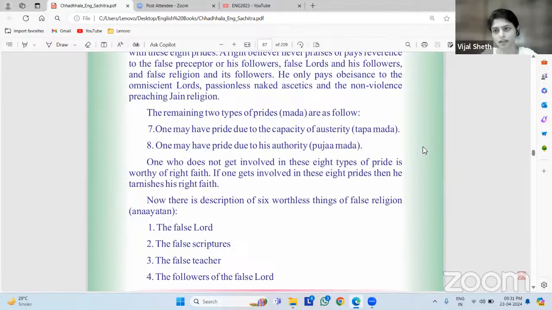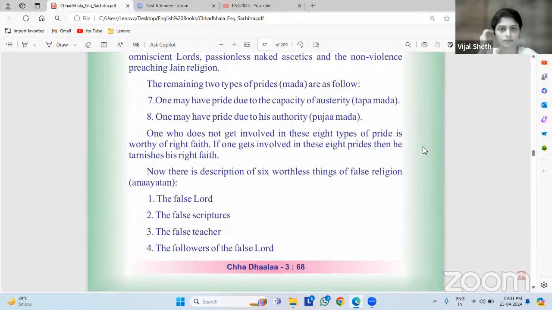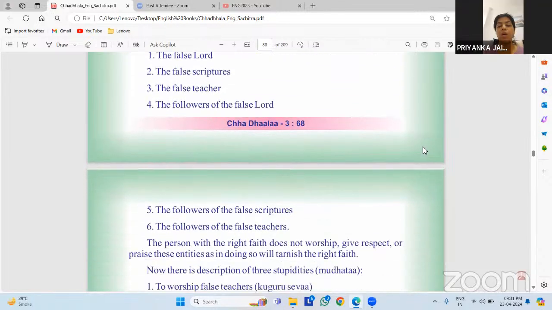The obeisance remaining is two, namaskar. Namaskar karna, salutation. The remaining two types of prides, mad, are as follows. One may have pride due to capacity of austerity, that is tapmad, and one may have pride due to his authority, that is pujamad. This is just a repeat. It's kind of a mistake, right? Yeah, we have already read this.